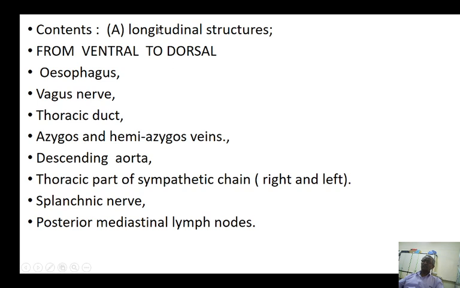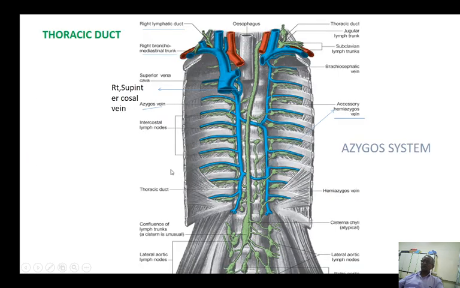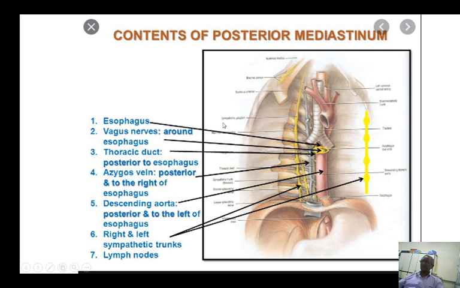Now the contents. Longitudinal structures from ventral to dorsal: the esophagus is the ventralmost, then the vagus nerve, then the thoracic duct behind the esophagus, the azygos vein, the descending thoracic aorta, the thoracic part of the sympathetic chain, splanchnic nerves, and posterior mediastinal lymph nodes. In this figure, the drawing shows all the parts.